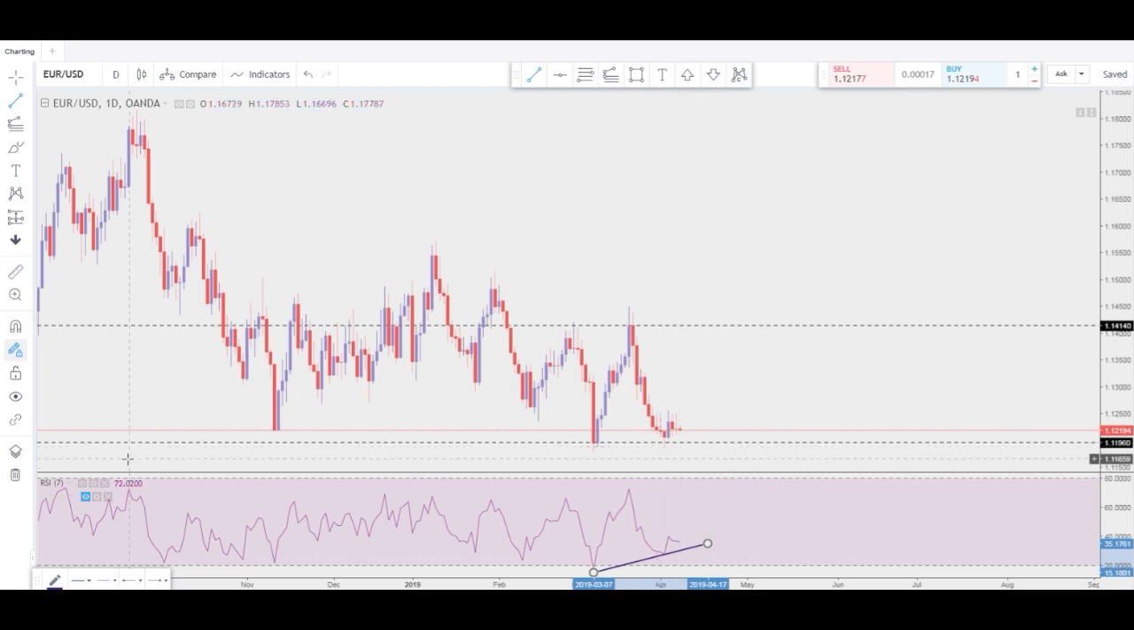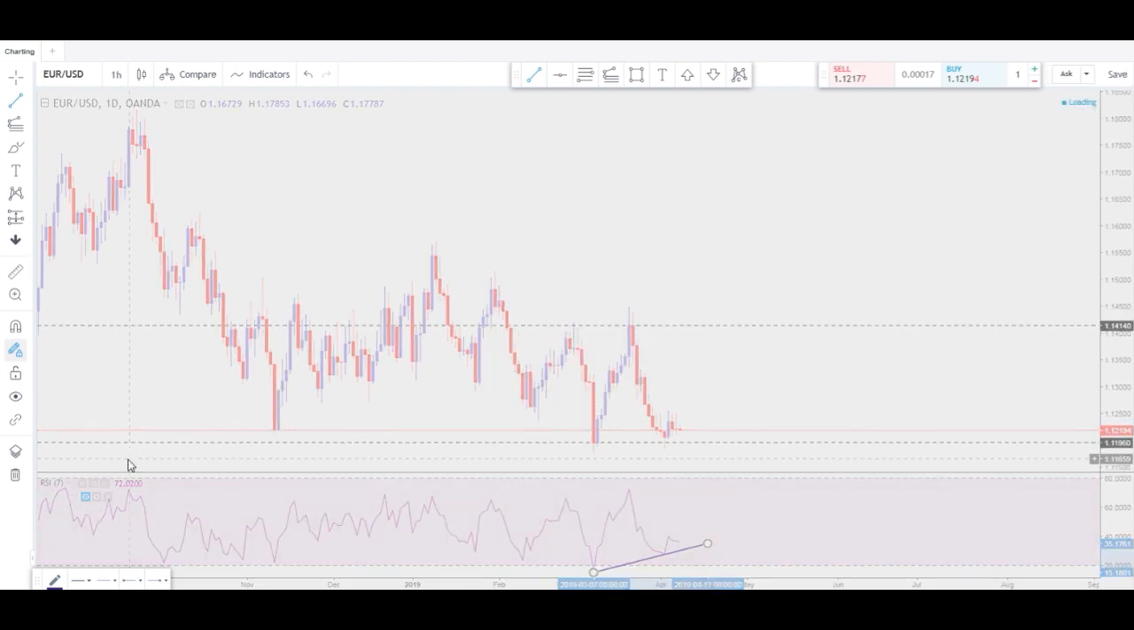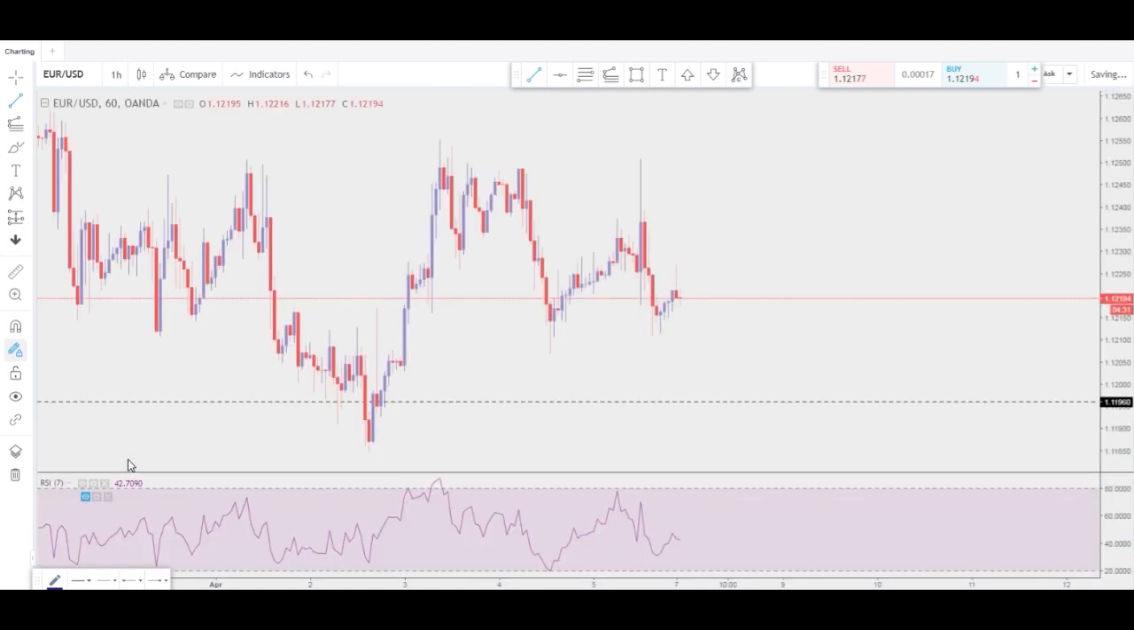But if we drop down to the 60-minute time frame, now one of the strategies that I trade is advanced patterns, and when I say advanced patterns, what I really mean is I trade the BAT, Cipher and the Gartley. On the hourly time frame, we've got a bullish advanced pattern setting up.